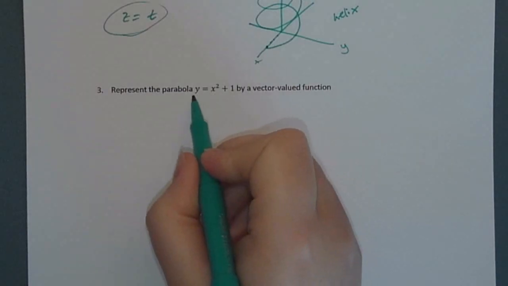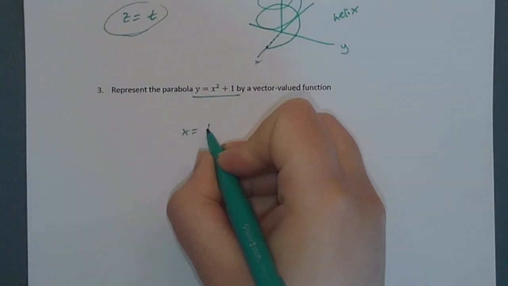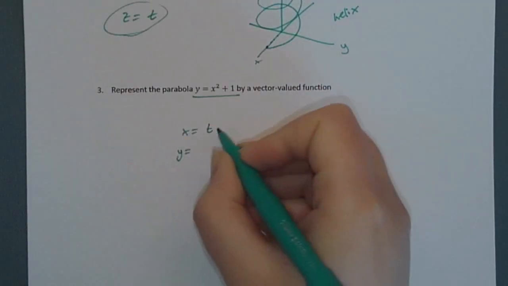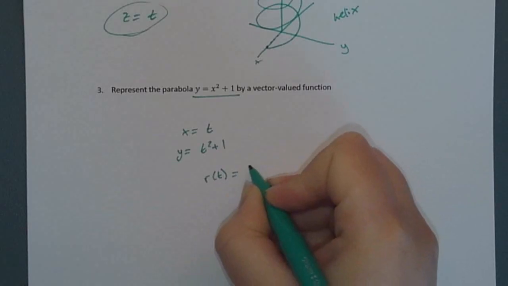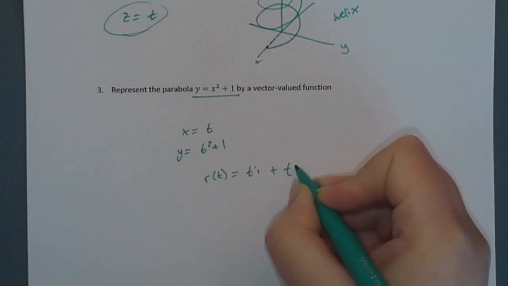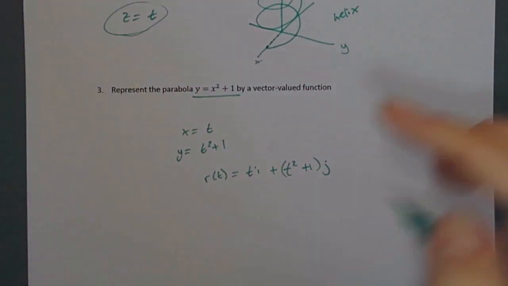Alright, so represent the parabola by a vector valued function. So let's say we let x be equal to t. So then y is equal to t squared plus 1. So then our r of t is t i plus t squared plus 1 j. That's it. Quick and simple.